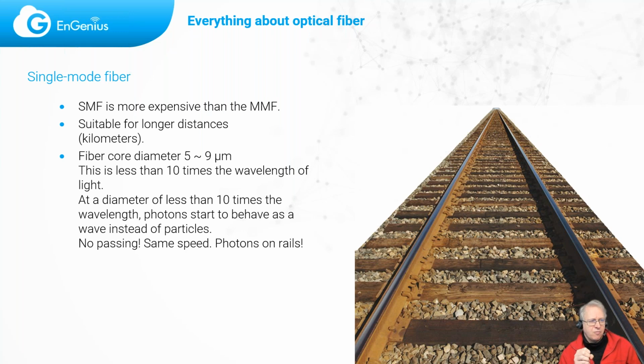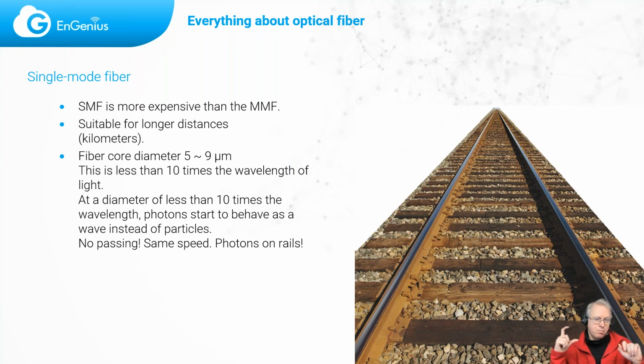And at a diameter of less than 10 times the wavelength, the photons start to behave as a wave instead of particles. They will not pass each other. They will have the same speed, and that's why you have the tracks here. They will just be photons on track. The photons will just go behind each other and stay behind each other. So you will have no smearing. You will still have attenuation, so it will be dimmer if the fiber is longer, but that will be the only effect.